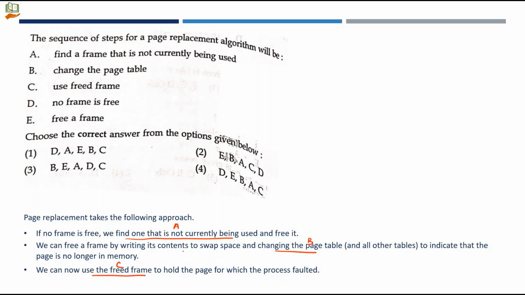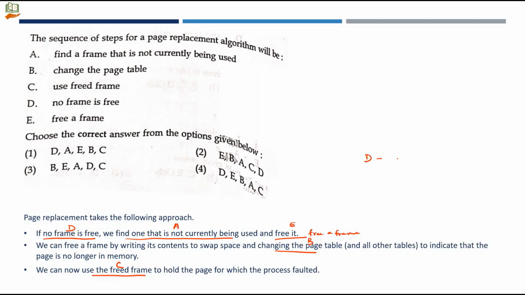No frame is free. D is here. Free a frame. So here we will have E. Now get the order from here. No frame is free will come first.